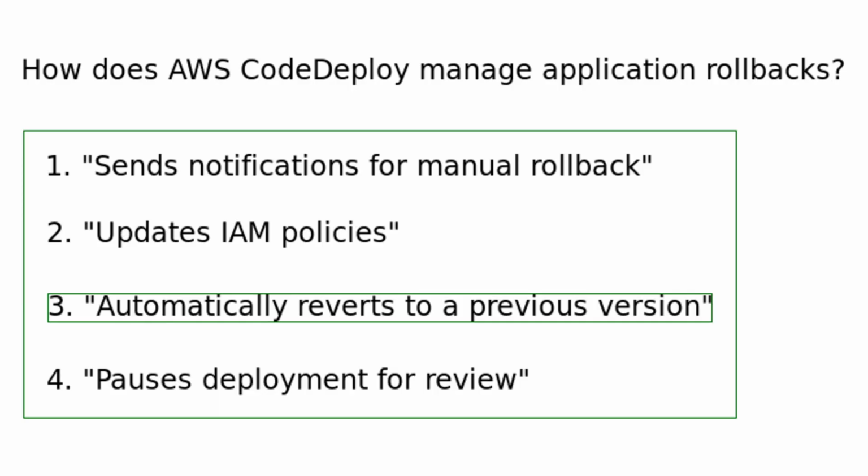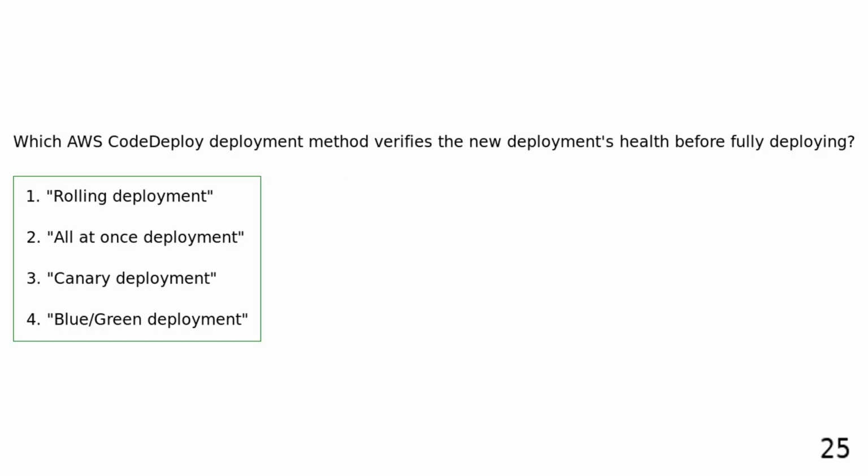Which AWS CodeDeploy deployment method verifies the new deployment's health before fully deploying? Rolling deployment. All-at-once deployment. Canary deployment. Blue/green deployment. Canary deployment in AWS CodeDeploy verifies the new deployment's health on a small subset of instances before proceeding with full deployment.